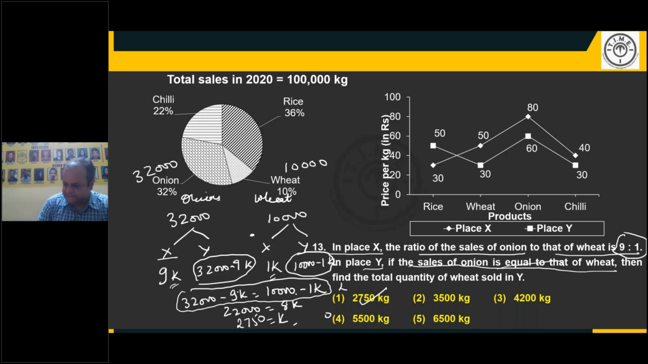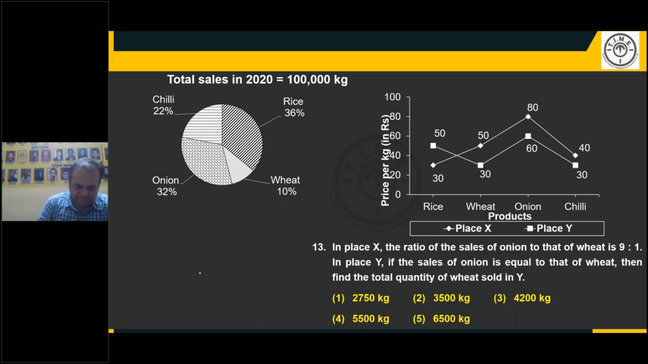Totally fine. Please ask. I have a doubt. Yeah, sure. The question is: find the total quantity of wheat sold in Y. Okay. So in Y, the total quantity of wheat sold was 10,000 minus K. Yeah, but see, K came out to be 2750. So we need to calculate 10,000 minus K.